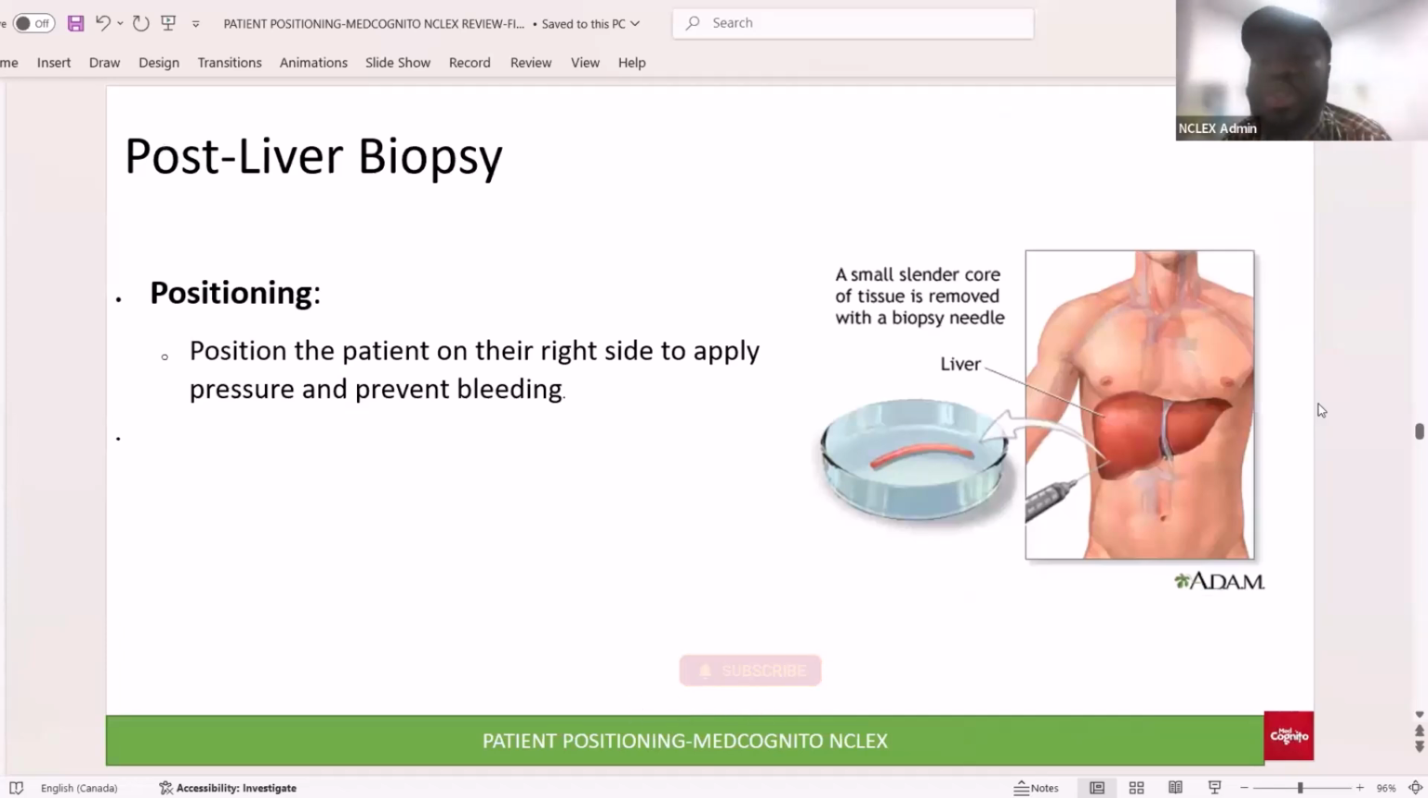And then what about if you need to do a liver biopsy? You need to position the patient on their right side to apply pressure and prevent bleeding. So you need to put the patient on their right side to apply pressure and to prevent bleeding.